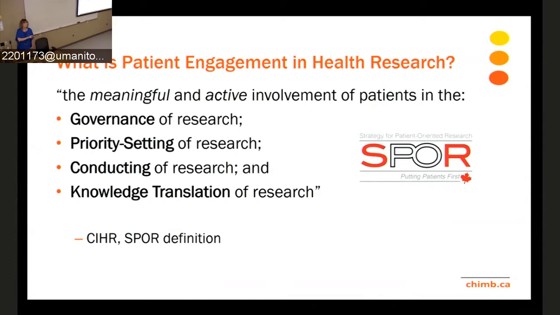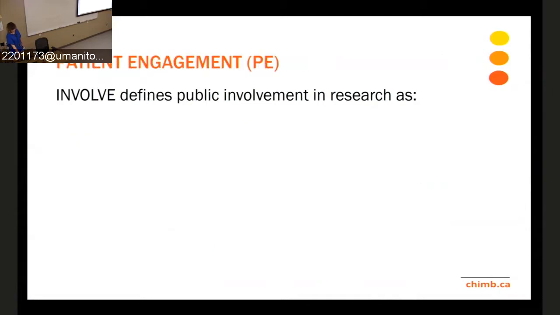Patient and public partners are also conducting the research. We've had patient and public partners and caregivers doing interviews and actually being full co-researchers. And then knowledge translation, very important. At the end, how do we share the research findings with other patients and caregivers? It's important to include them in that conversation as well.